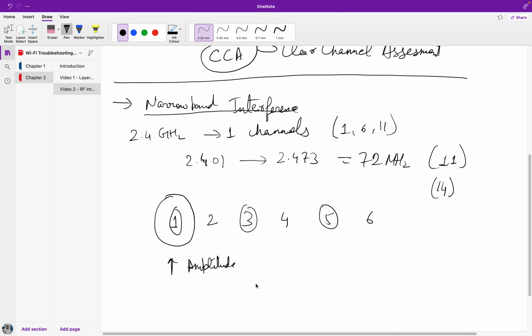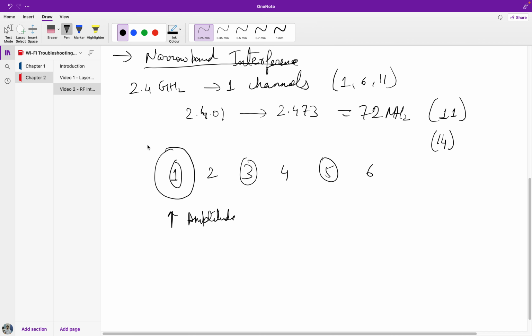That is the reason why, since it is only on a single channel, or single frequency, or a bunch of frequencies, it's called narrow band interference. Okay, the only way to figure out where the source is, is to use something called a spectrum analyzer. Otherwise it's very difficult to figure out what could be the source of this interference.